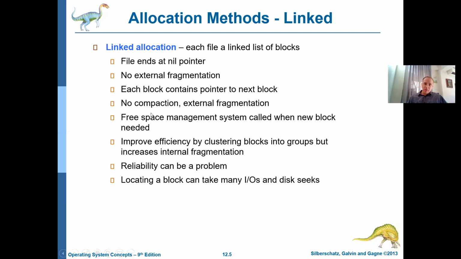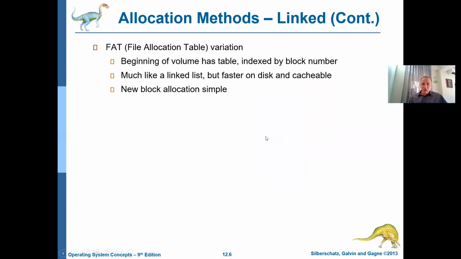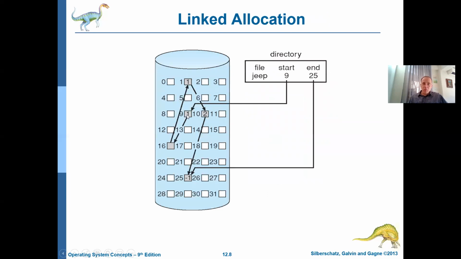Reliability can also be a problem because if I lose a pointer anywhere along the way, then I lose the whole file. And I have no way of regaining it. If all of a sudden I lose this pointer from 16 to 1, then I have no idea what the next one is. And I also have no way of ever freeing one. It will be assigned, I won't know which file it belongs to, and I won't be able to reassign it.